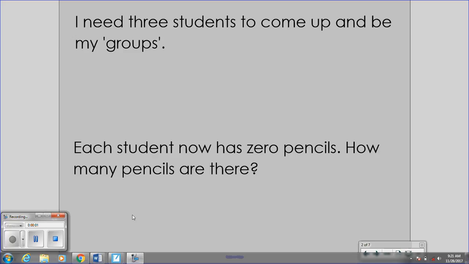Even though I have my 3 groups of students, and I gave each of them 0, I still don't have any pencils. What if I had all 21 of you stand up here, and I gave you all 0 pencils? How many pencils would I have? Or would you have, I should say. Kaylin? 0. Go ahead and sit down, ladies.